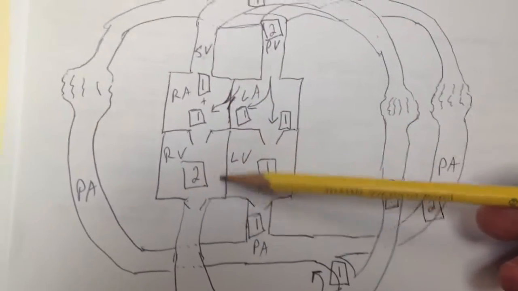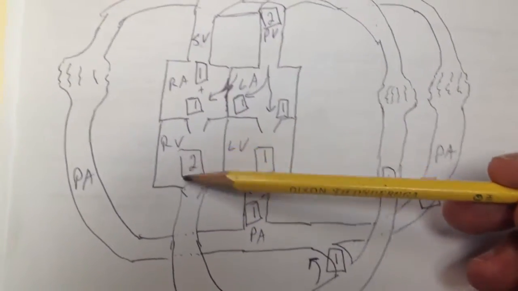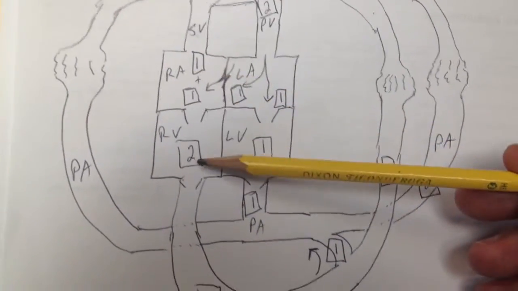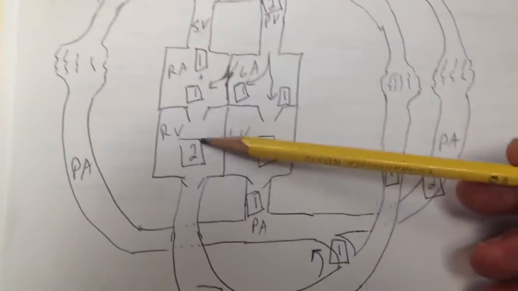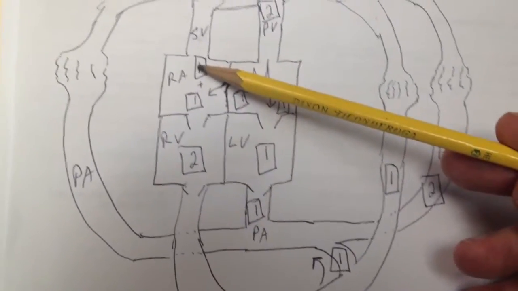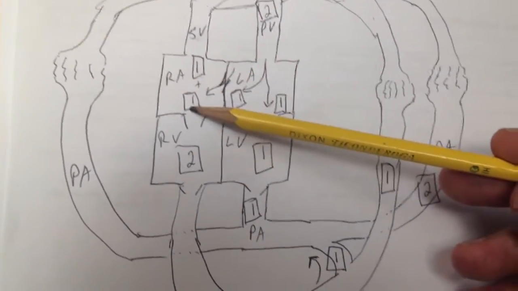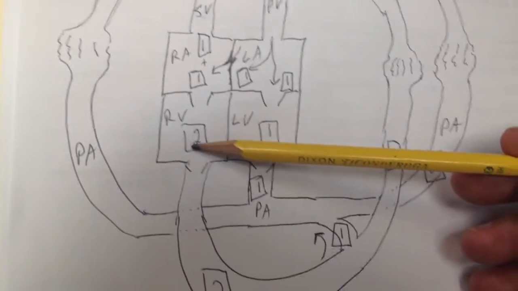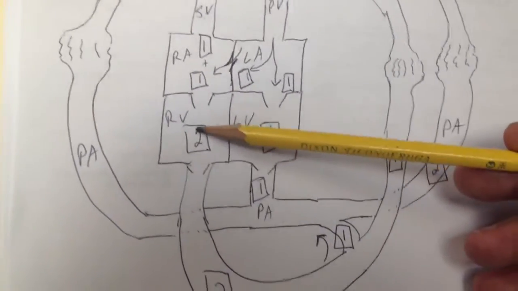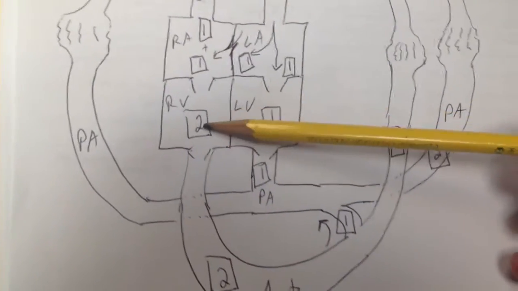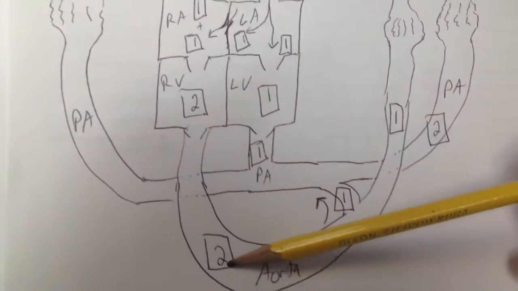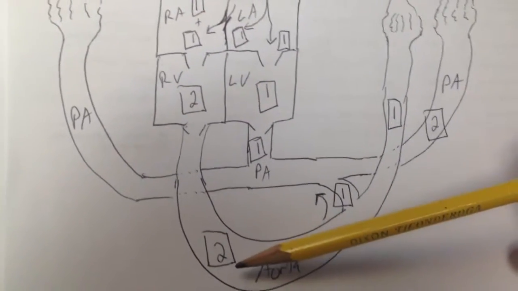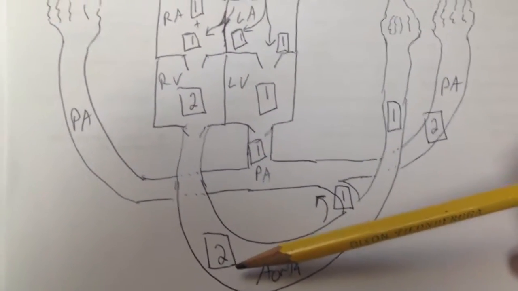So you now have an average saturation, because there's equal volumes. You will have 70% saturation, or 1 times 100% and 1 times 40%. So 140 divided by 2 is 70. So 70% in the right ventricle, and therefore a 70% saturation in the ascending aorta, and you would see a pulse ox of 70%.